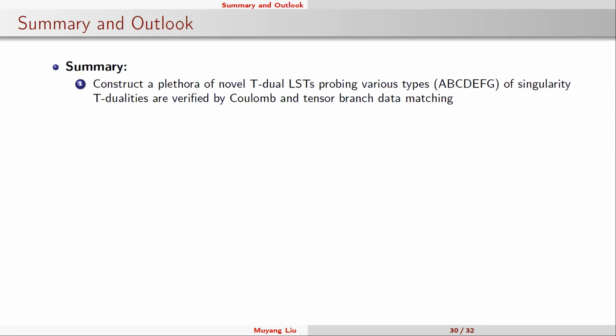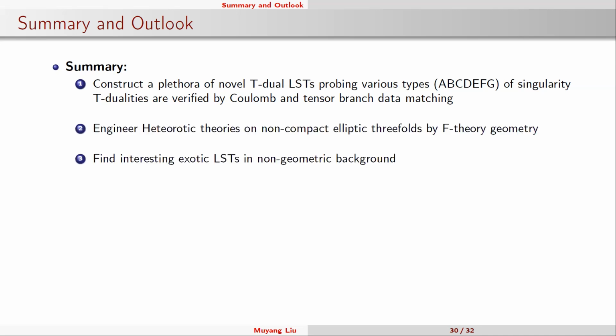So here I want to give a quick summary of the work done in our recent project. We construct many normal string theories probing various types, namely all types of the singularity A, B, C, D, E, F, G. And we confirm the T-dualities, verified by the Coulomb and tensor branch data. In particular, we use the F-series geometries to engineer the heterotic series in non-compact Calabi-Yau threefolds. Moreover, at the end of our work, we can also find more interesting exotic string theories in the non-geometric background.